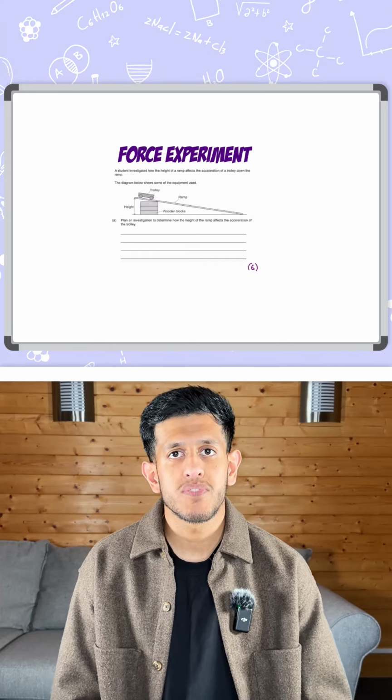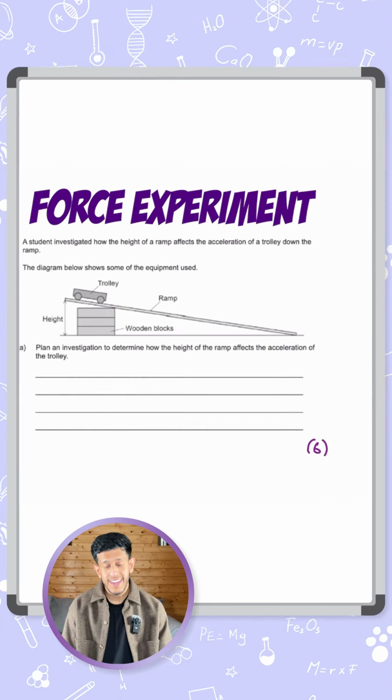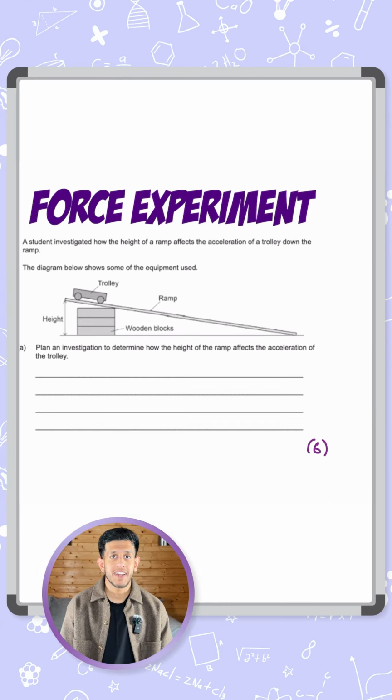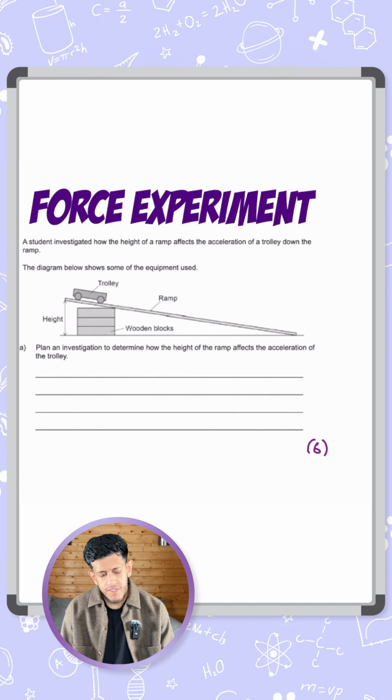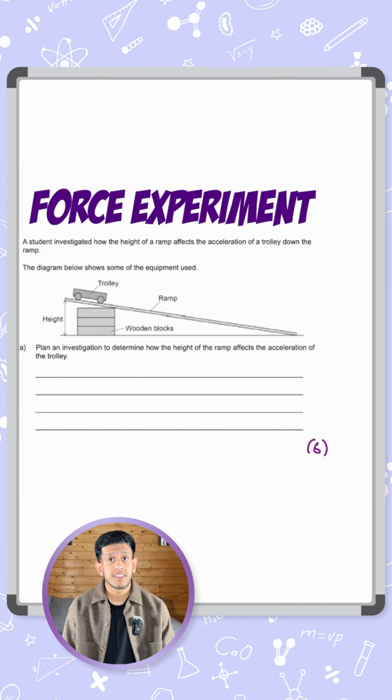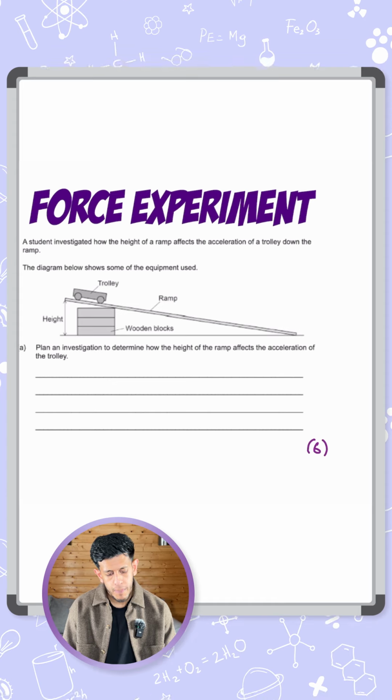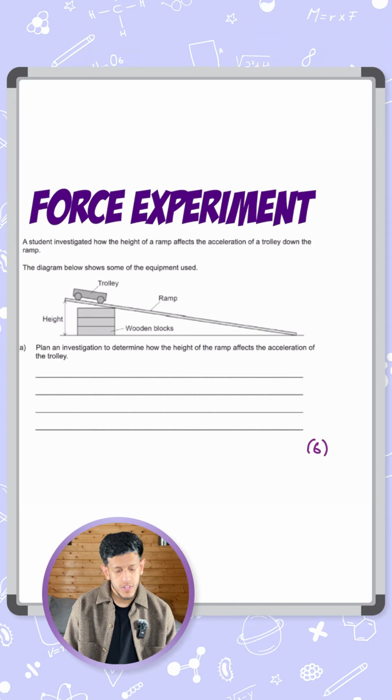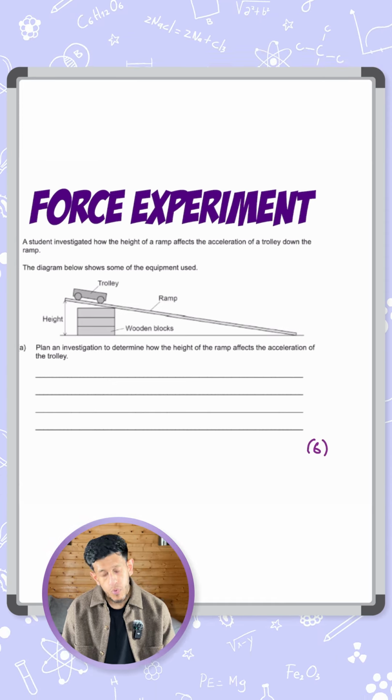Okay, so let's take a look at this question, which is talking about the forces in the experiment. Yeah, so this is one of the required practicals for forces. It says, a student investigated how the height of a ramp affects the acceleration of a trolley down the ramp. The diagram below shows some of the equipment used. And you see here, a trolley, a ramp, and wooden blocks all labeled.